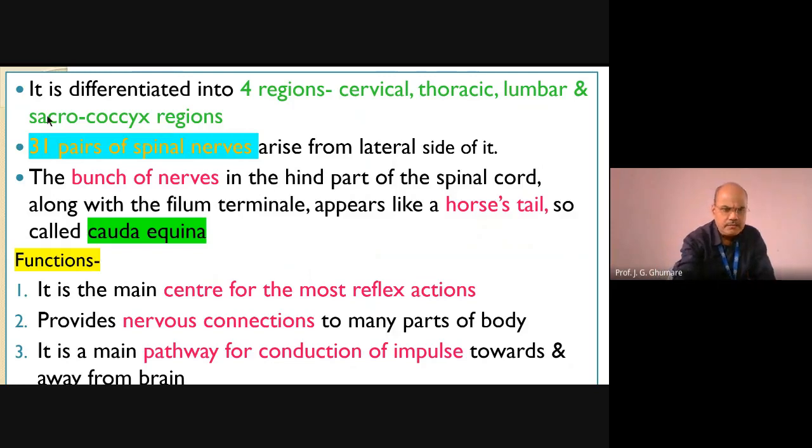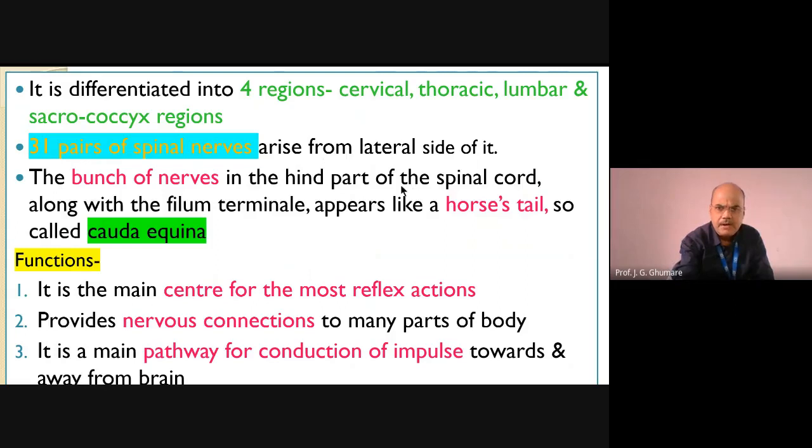Now remember, how many nerves start here? Nerves that start from the brain, we said, are the cranial nerves. Nerves which start from the spinal cord are called spinal nerves. Remember, we'll have 31 pairs of spinal nerves that arise from the lateral side and go to the dorsal, lateral, and ventral side of the respective region.